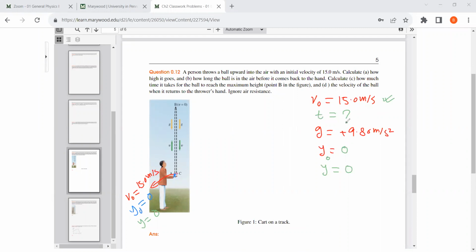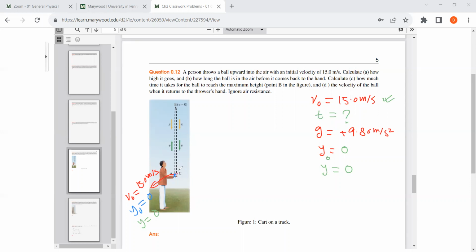Okay, what is the time? So the time, what is the time? The object is in air. So you see that when you throw it up, it goes up and then comes down. So the time we have to calculate is when you throw it up and when you catch it.